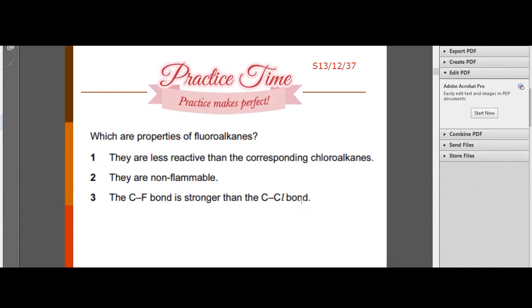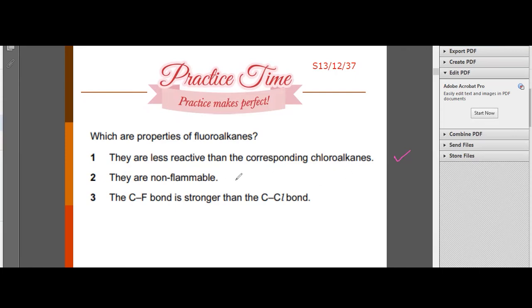Okay, let's answer this. Properties of fluoroalkenes. They are less reactive than the corresponding chloro. Is it true? It is true. Why? Because once again, carbon-fluorine has a shorter bond length compared to carbon-chlorine.